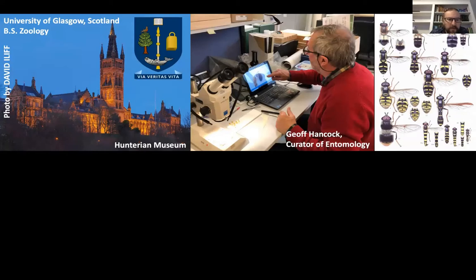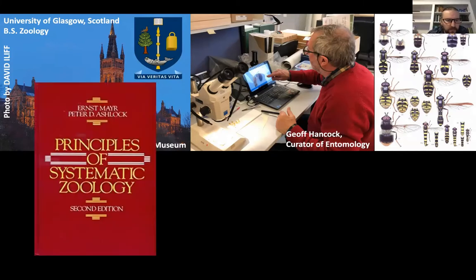And after I finished secondary school, I went on to do a bachelor's degree in zoology at the University of Glasgow, and I didn't have the opportunity to work with fishes, but I worked with this guy here called Jeff Hancock, who was the curator of entomology, and he showed me the diversity of insects. He allowed me to volunteer in the collection and identify different, mostly flies. He studied Diptera. But I expressed my interest in diversity and identification and classification, and he recommended that I read this book by Ernst Mayr and Peter Ashlock, Principles of Systematic Zoology.